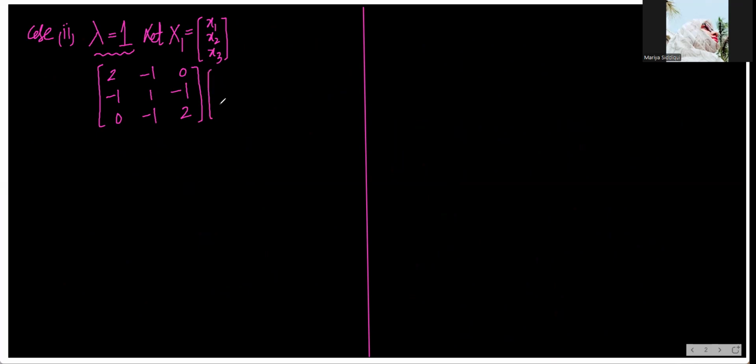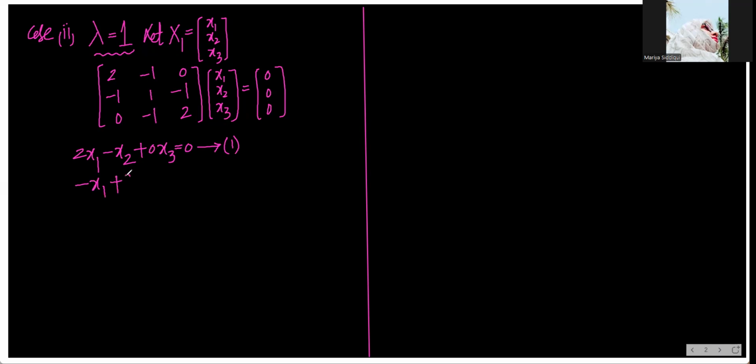आइगन वैल्यूज आइगन वेक्टर में अपन कर चुके हैं. Any doubt? So convert this into the equations. The first equation is 2x1 minus x2 plus 0x3 is equal to 0. First equation I am taking. The second equation is minus x1 plus x2 plus 1x3 is equal to 0. This is the second equation.